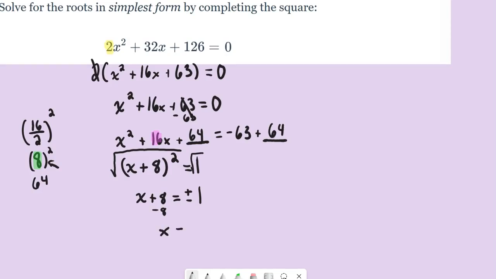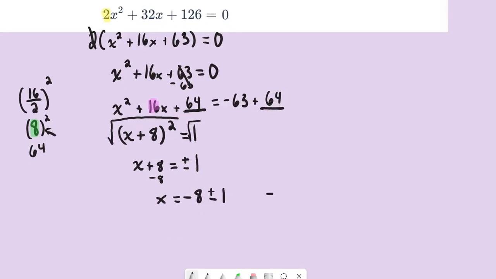Well, now keep up with me. Negative 8 plus or minus 1. Well, negative 8 plus 1 is negative 7, and negative 8 minus 1 is negative 9. So x is either negative 7 or x is negative 9. Just like when we did factoring, we get 2 solutions in most cases.